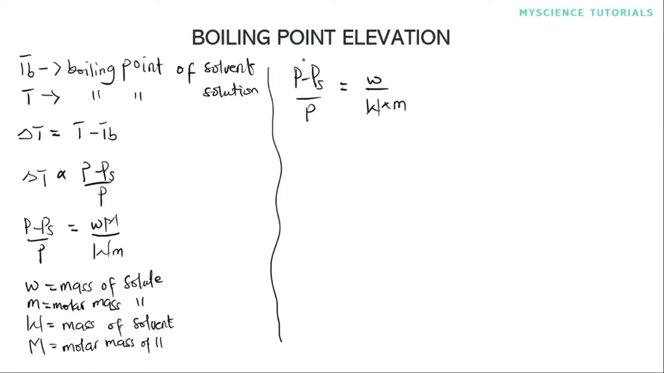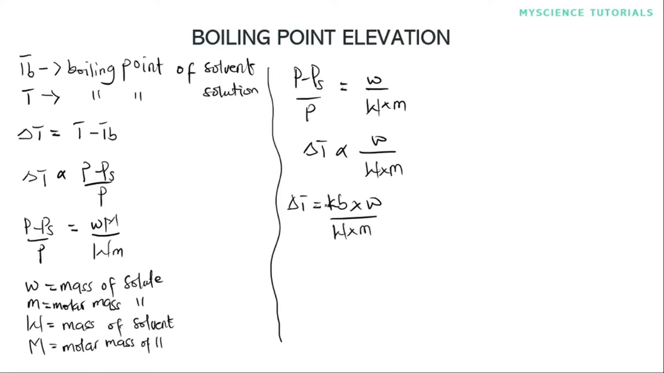But we said the relative lowering of vapor pressure over here is proportional to the change in temperature, or the boiling point elevation. So we can represent this by delta T being proportional to W over capital W multiplied by M. Alright, now if we remove the proportionality sign over here, we introduce a constant that we call KB, then multiply by W over capital W by small m.